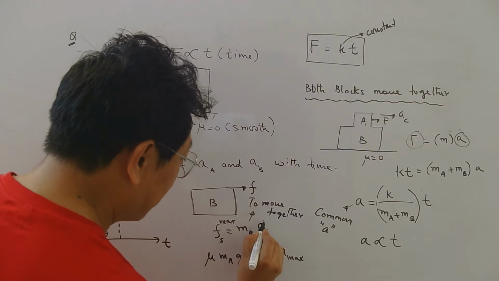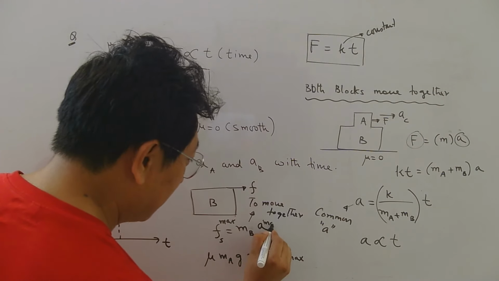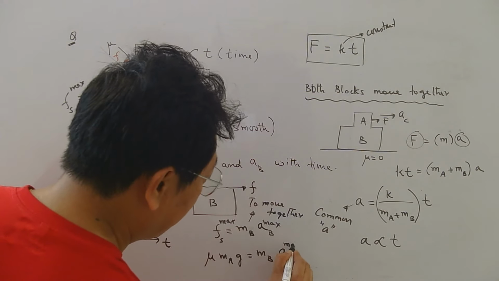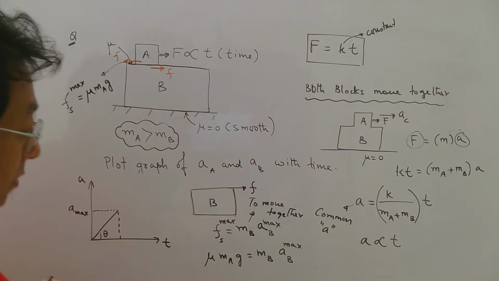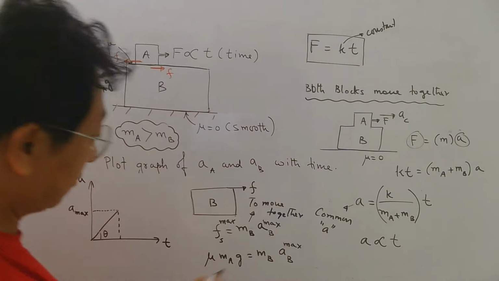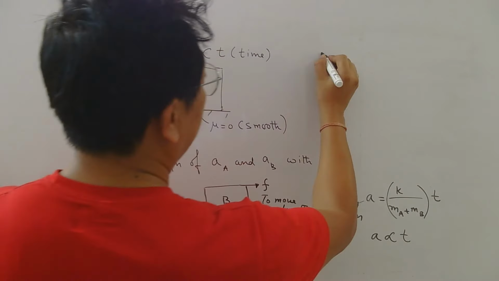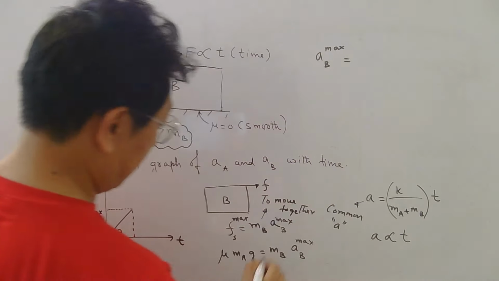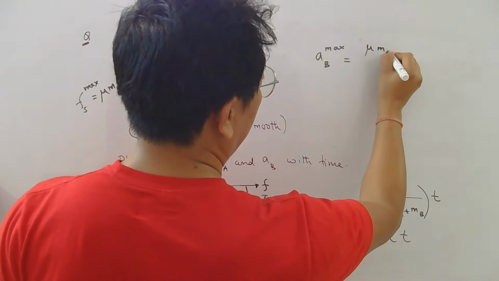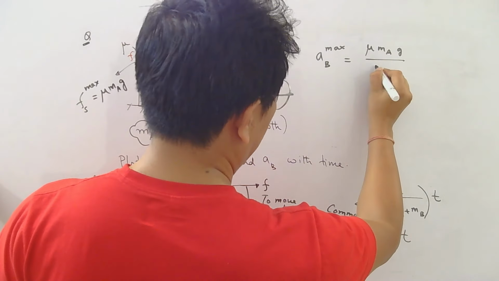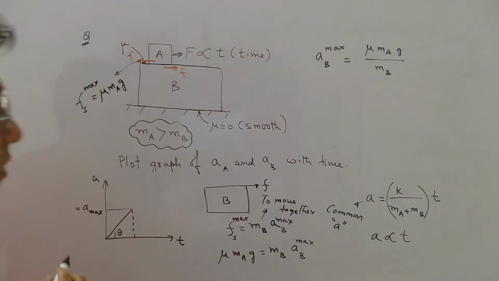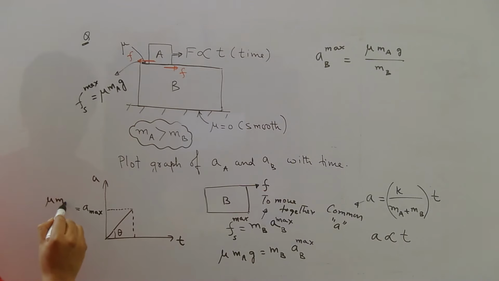So let me write acceleration of b max value. This way is better, no? So this is the acceleration of b max value for them to move together. So from here, the maximum acceleration b can have so that they move together is mu mag by mb. So that is this value. In the graph we can actually write that, no? Mu mag by mb.